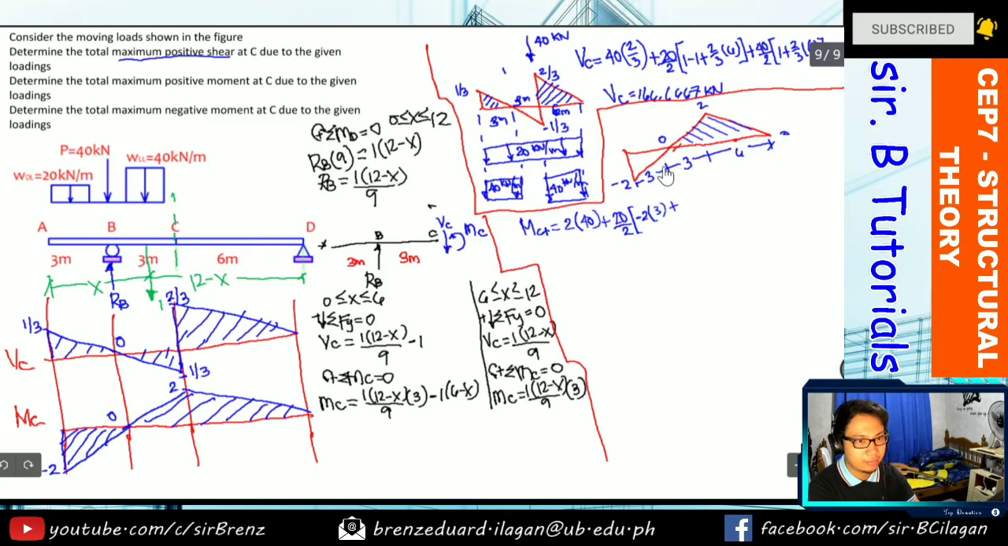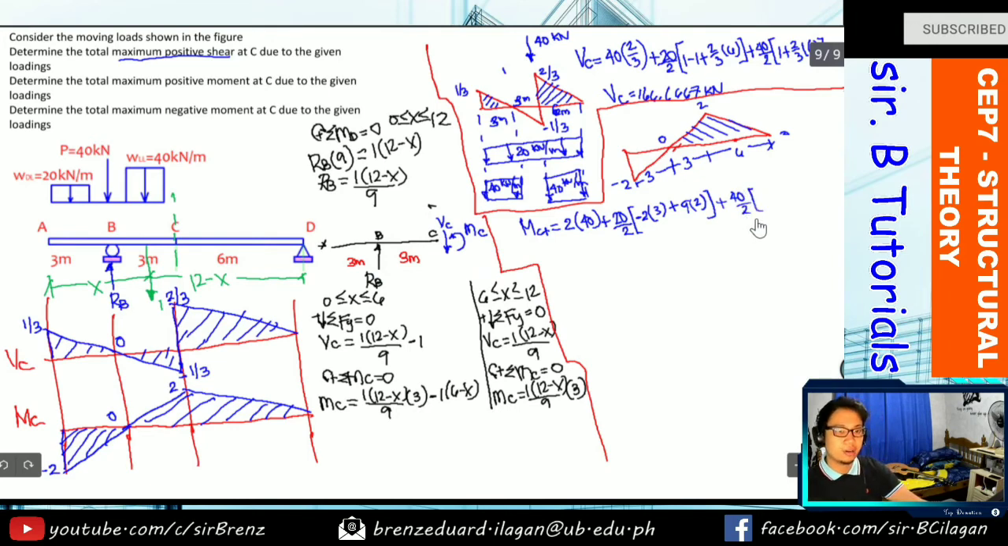baka pala malito ha. Ito, katapat po nito ito. Ayan. Baka lang malito kasi dito. Okay, so base niya, so 6 plus 3, so that is 9 times 2. Ayan, so this is for the dead load. And for the live load, so dito lang sa portion na to, ang lalagyan mo ng live load. So again, so plus 40/2. So since positive yan, so pinactor out ko ulit yung 1/2. So 9 times 2. Okay?